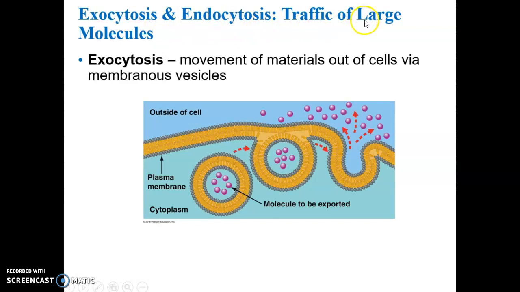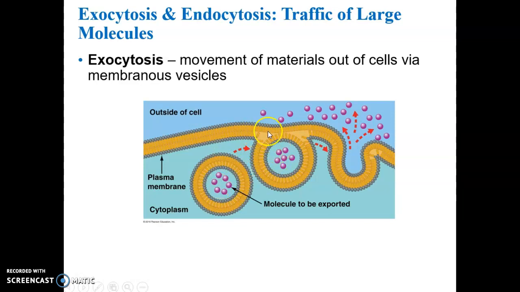So these are for large molecules or large substances or even cells like bacterial cells that are way too big to deal with diffusion across the membrane or to get across a membrane protein channel. So exocytosis, moving material out of a cell by use of a membranous transport vesicle or export vesicle. So notice this is something that your cell has produced, and it's moving it towards the plasma membrane with a transport vesicle or export vesicle.